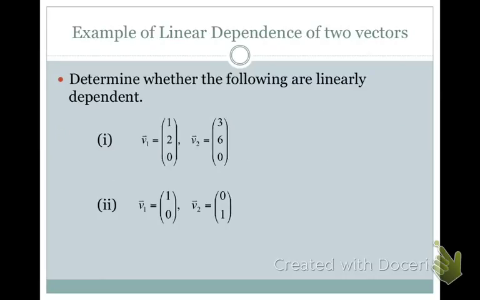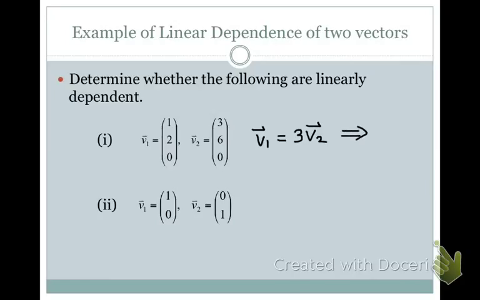We are now going to look at different sets of two vectors and try to determine, based on our theorem, whether or not the sets are linearly dependent or linearly independent. So let's look at the first example. Here we have the vector v1, which is 1, 2, 0, and v2, which is 3, 6, 0. Notice that, in this case, v1 is 3 times v2. Well, what does this mean?